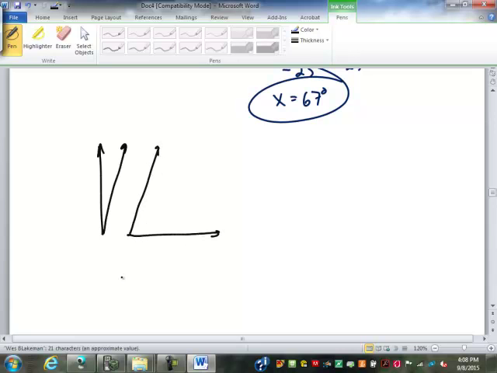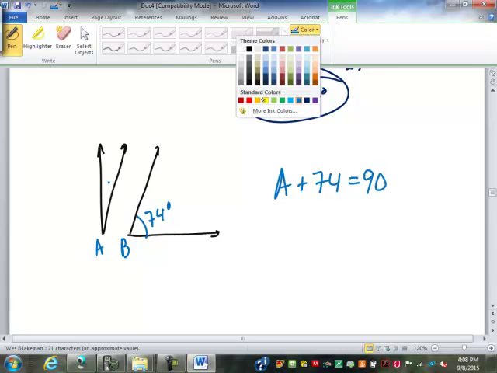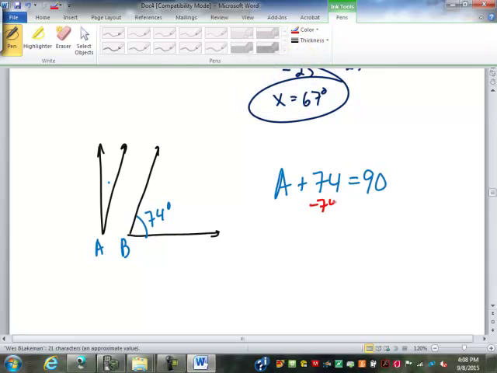If I tell you that these two angles are complementary and that this angle here is 74 degrees, how do I find this angle A? Well, A plus 74 has to equal 90 degrees. And we'll solve by subtracting 74. A equals 16 degrees.